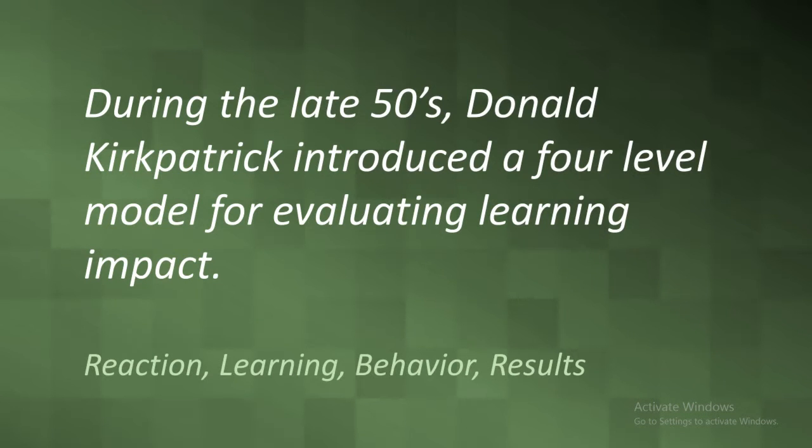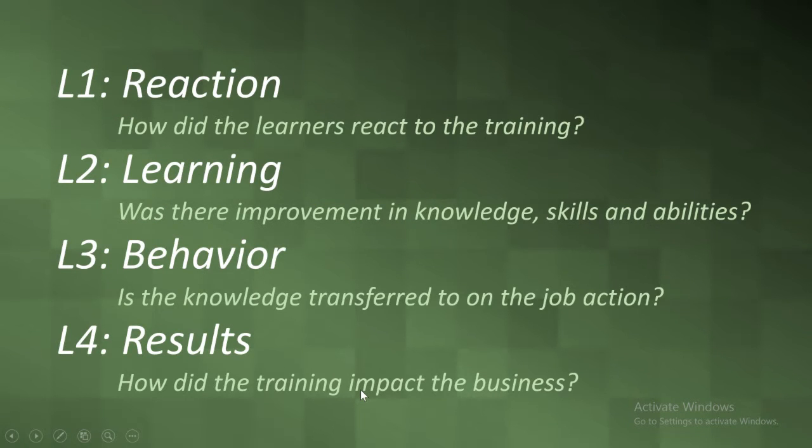During the late 1950s, Donald Kirkpatrick introduced a 4-level model for evaluating learning impact, and that basic model consisted of reaction, learning, behavior, and results. What does that really mean? Well, the reaction is something that we've all seen there, often called smile sheets. It's how did the learners react to the training?